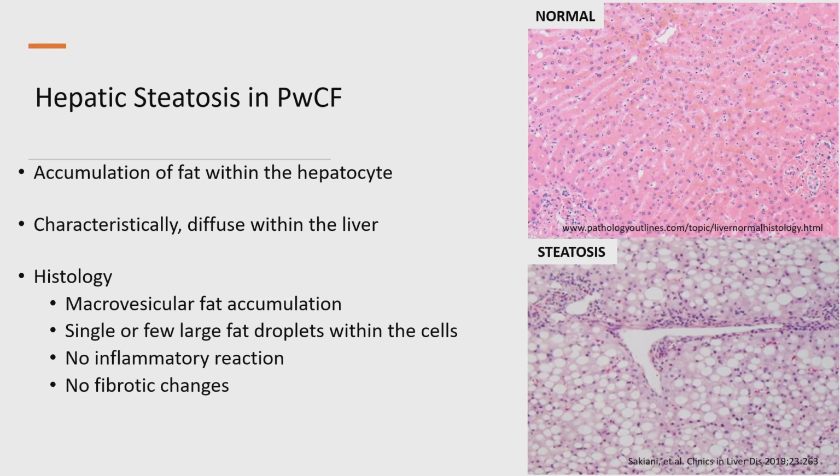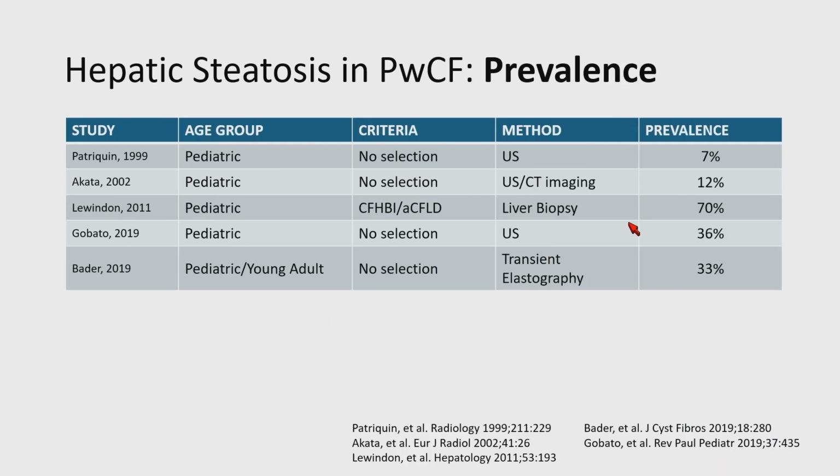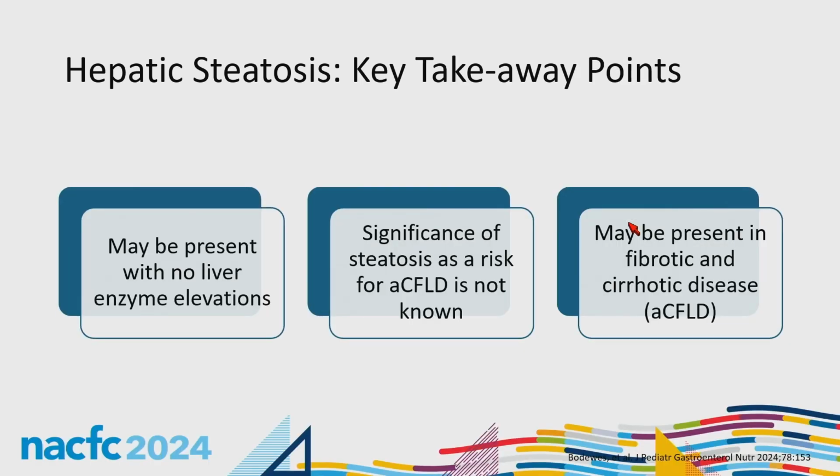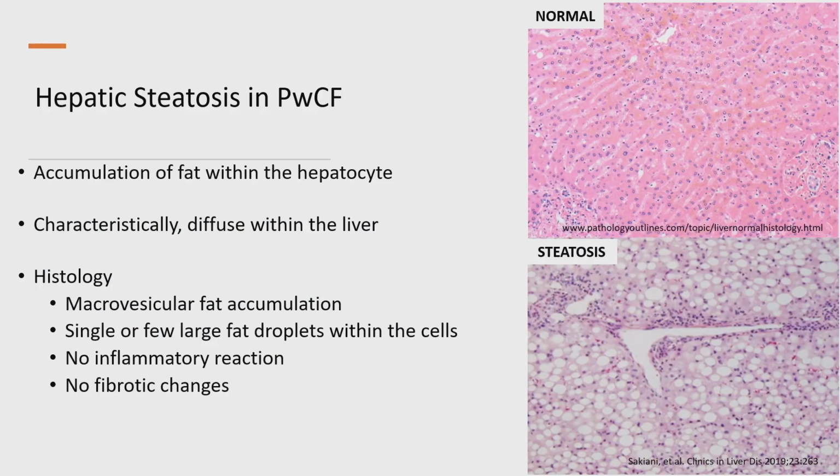Histologically, you see macrovesicular fat accumulation. Those are either single or very large fat droplets within cells. There's no inflammatory reaction, and there are no fibrotic changes. You could see here on the slides, this is a normal image, and here you see these white clear areas. During the processing, the fat is leached out of the tissue, and you see these big empty areas of fat accumulation within the liver.